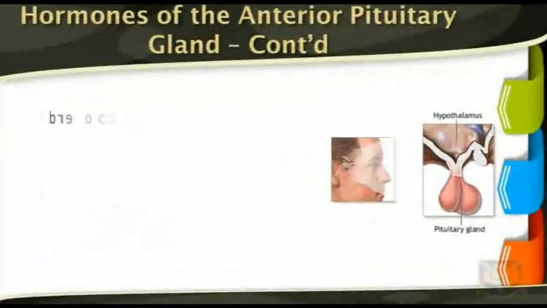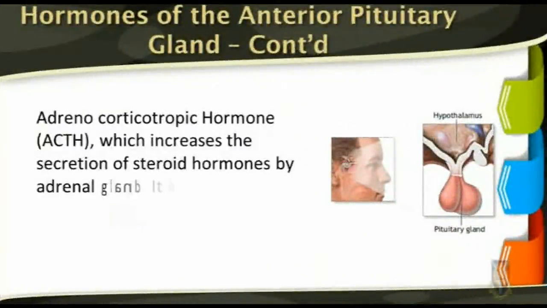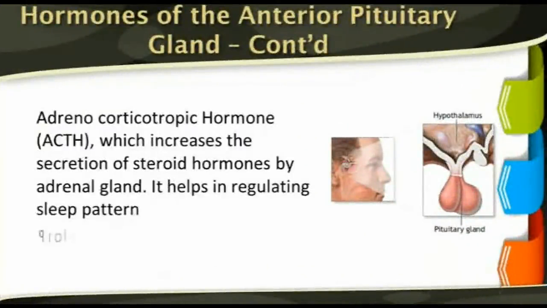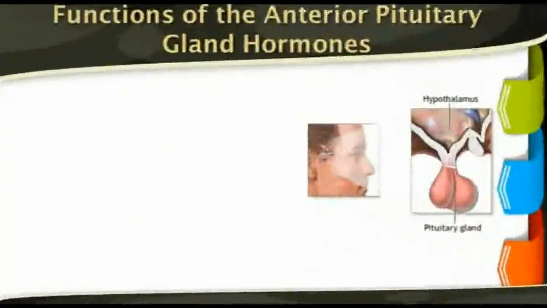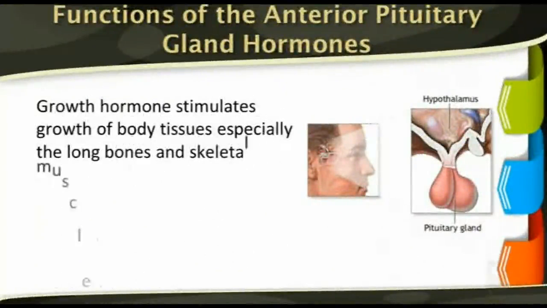The adrenocorticotropic hormone, ACTH, which increases the secretion of steroid hormones by adrenal gland. It helps in regulating sleep patterns. And lastly, prolactin. The functions of the anterior pituitary gland hormones are as follows.